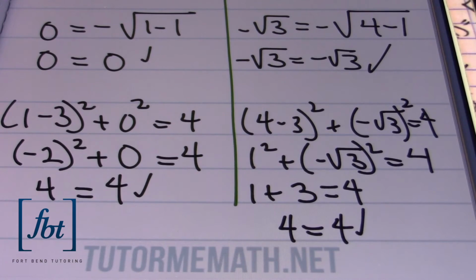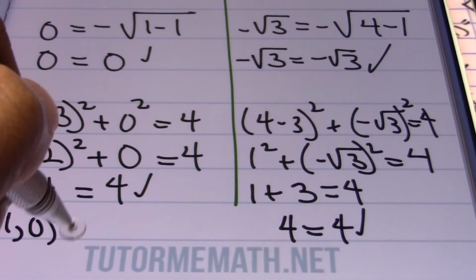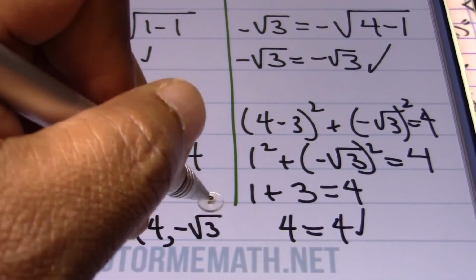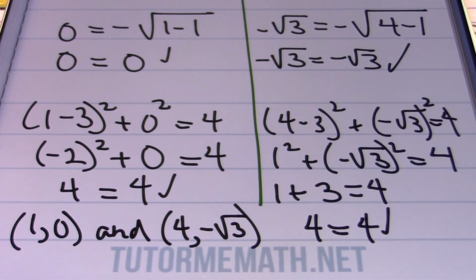That means that the solution for problem number 3 is the point (1, 0), as well as the point (4, negative square root of 3). Done and done. I'm going to red box this.